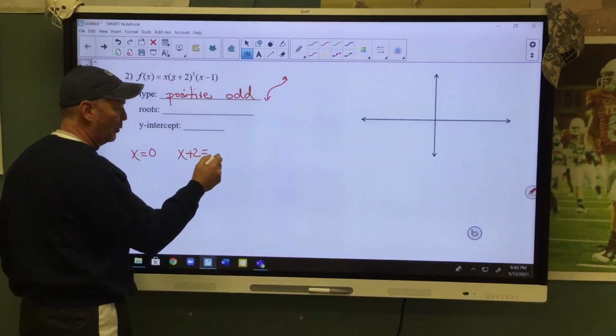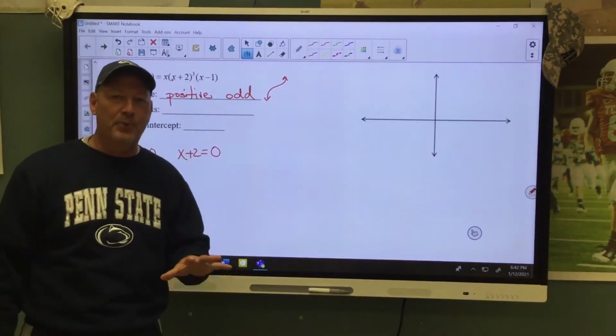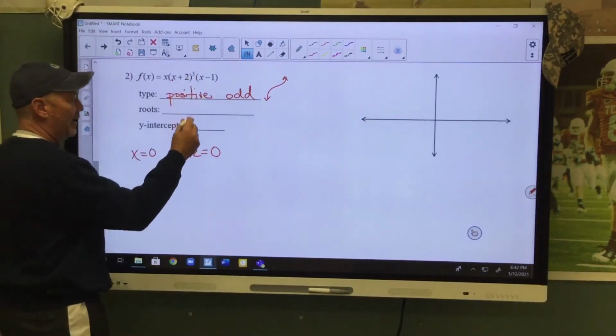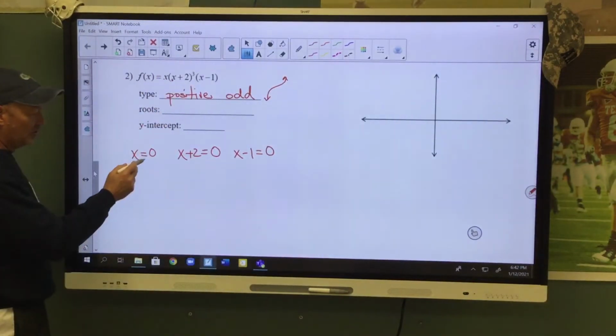x plus 2 equals 0. But that's going to be cubed. That's going to be my M3. And then I have x minus 1. So this is already taken care of.